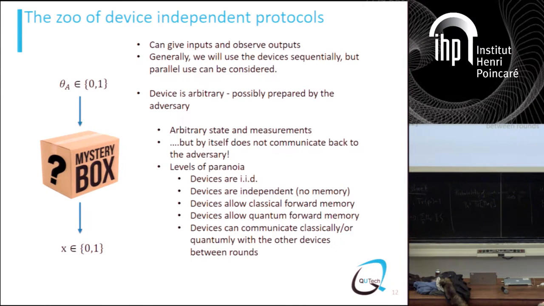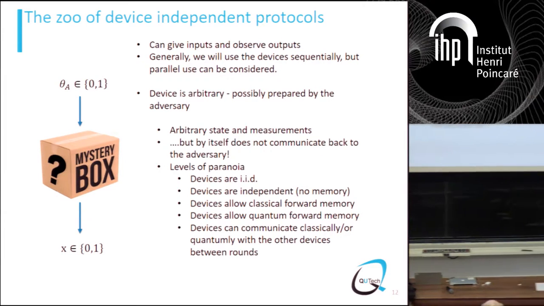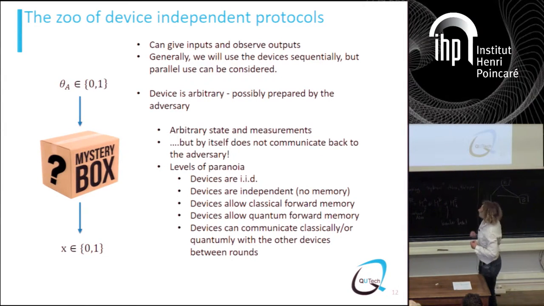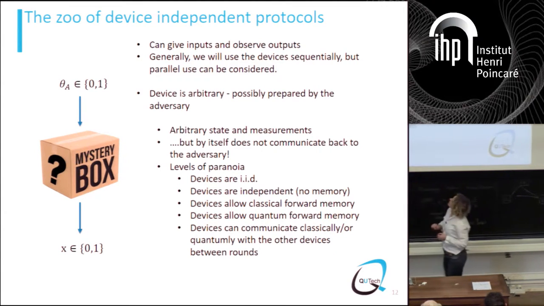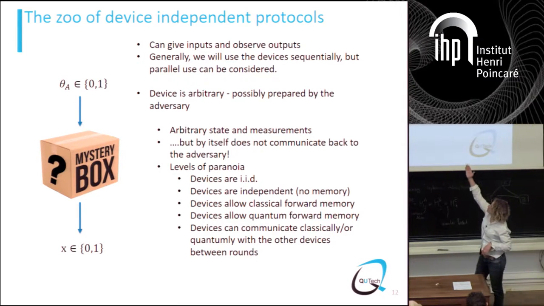So like I said, given this as an overview, there's actually a whole zoo of device-independent literature out there and device-independent protocols, and they can be roughly distinguished by how much they assume about these black box devices. Like I said, we can observe inputs and outputs. Typically, we will assume that we use these devices in sequence, meaning that I will only give the next input once the previous outcome has been observed, even though, in fact, it is possible to make some statements about the parallel use of devices.